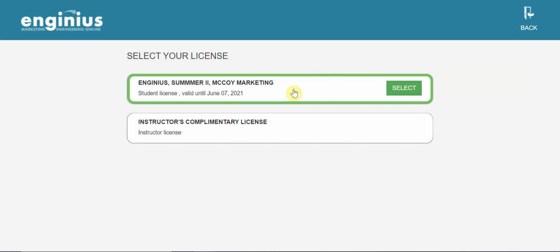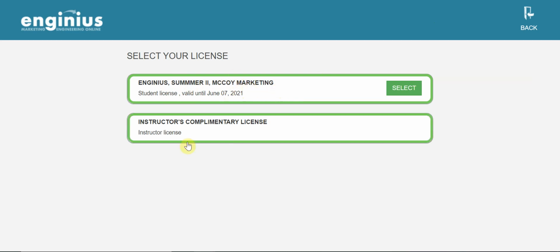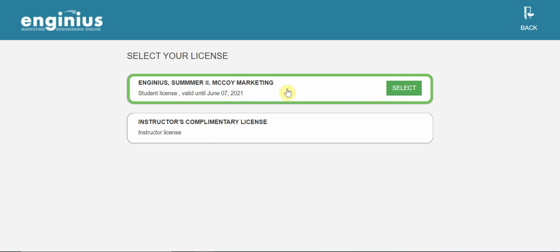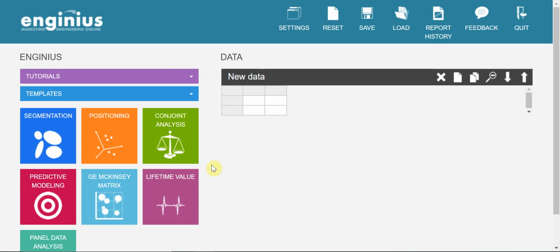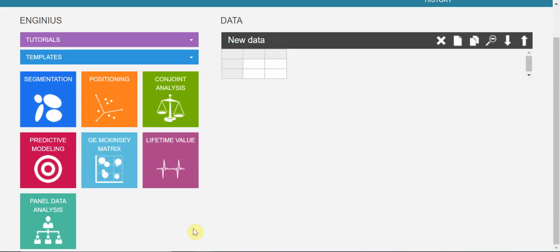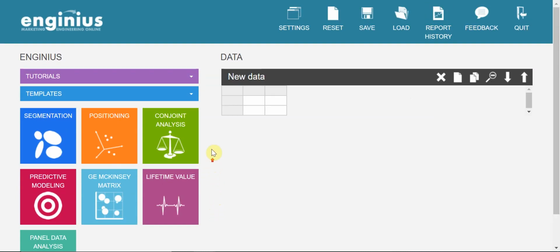And I need to choose the student option here. So you may use this option. I have another one here for instructors only, but I need to work on the same interface, so I will select this. This is just like your interface here, right? We have 7 different techniques in the set.